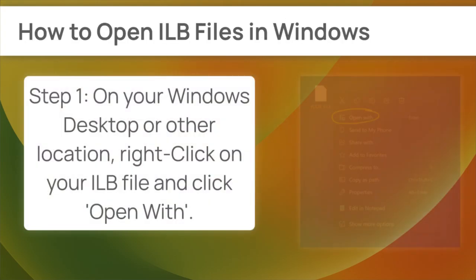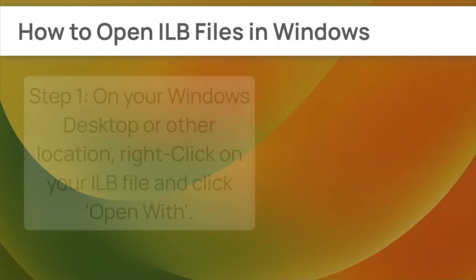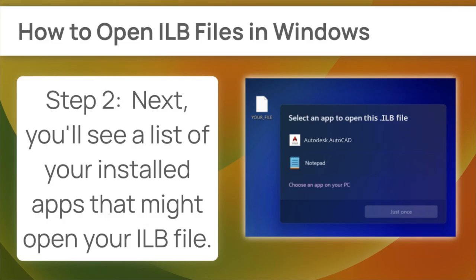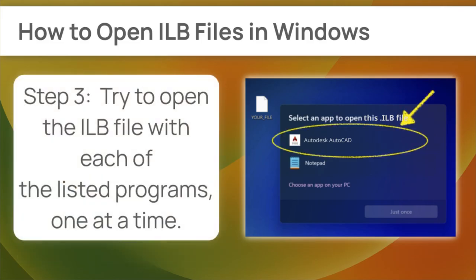Your first test is essential. Right-click the ILB file and select Open With. Use Autodesk AutoCAD first if it is on your system. If not, select another option. We must find the program that handles the format correctly.